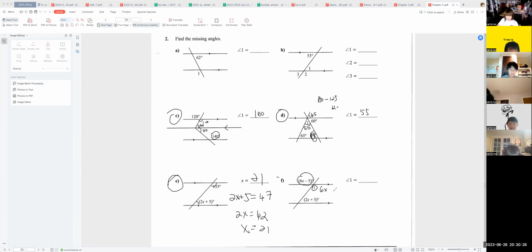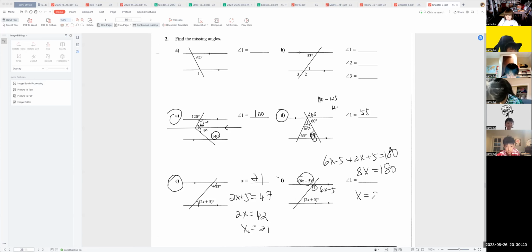So this one is 6x minus 5 degrees as well. So these two added together should equal 180. So that's why 8x equals 180. So x equals 20.